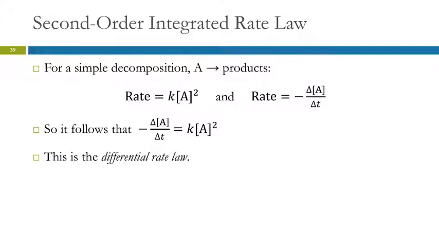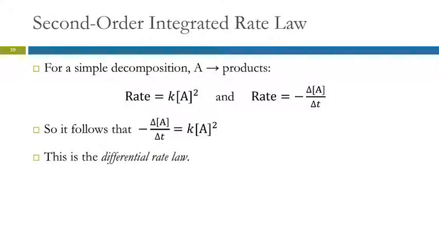So second order integrated rate law. Looking at that same simple decomposition reaction, here is the second order rate law. The rate is proportional to the concentration squared. We can also say that the rate is equal to negative change in A over change in t. This is true regardless of what order the reaction has. So again, both of these are equal to the rate, so we can set them equal to each other.